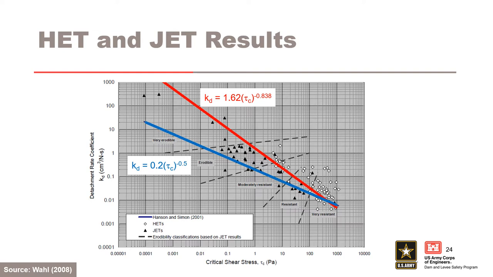Additionally, on this plot, you'll see two trend lines from USDA data sets. The blue line is from a 2001 study that Hanson and Simon did to evaluate the relationship between kd and tau c. Since 2001, they expanded their data set and in 2011 suggested the red line. The Reclamation jet erosion data falls right in the bounds of these trends, which indicates that in general, kd is inversely proportional to tau sub c. That is, as the critical shear stress increases, the detachment rate coefficient decreases.